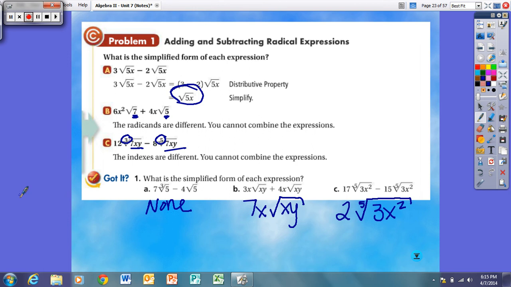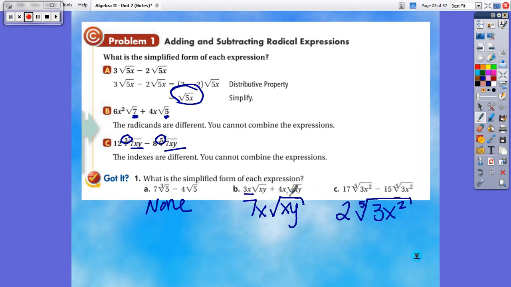Alright, and here's the answers for those first 3 questions. The first one we cannot combine because they have different indexes, and the next 2 you can combine, so you look at what's in front. This time you're adding them together. Look at what's in front. This time you're subtracting them to get your answers.